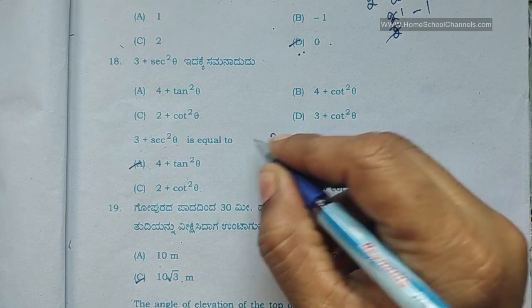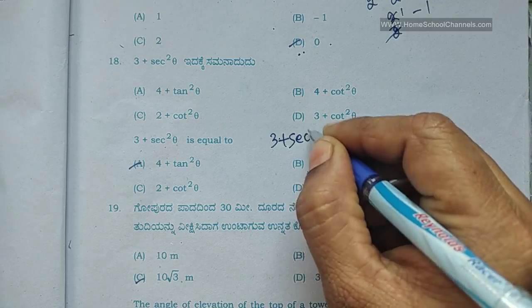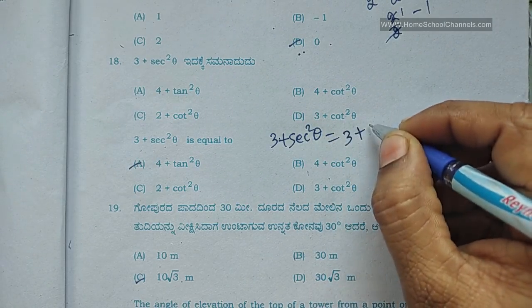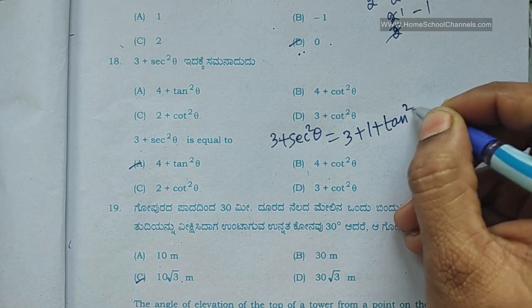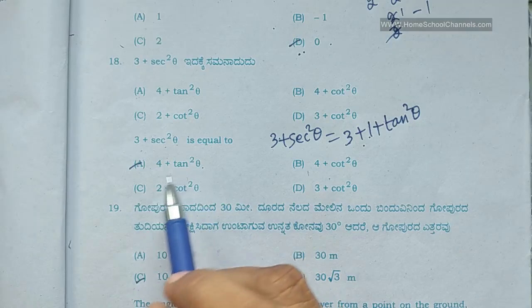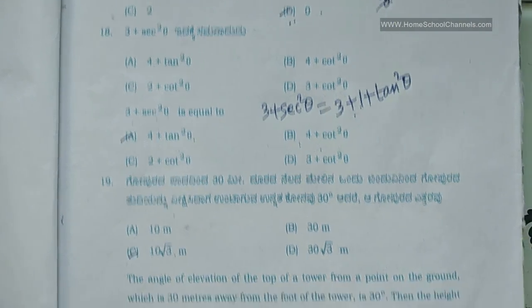18th one, 3 plus secant square theta is equal to. We know that secant square theta we can write it as 1 plus tan square theta. 3 plus 1 is 4, 4 plus tan square theta. Option A is the right answer.